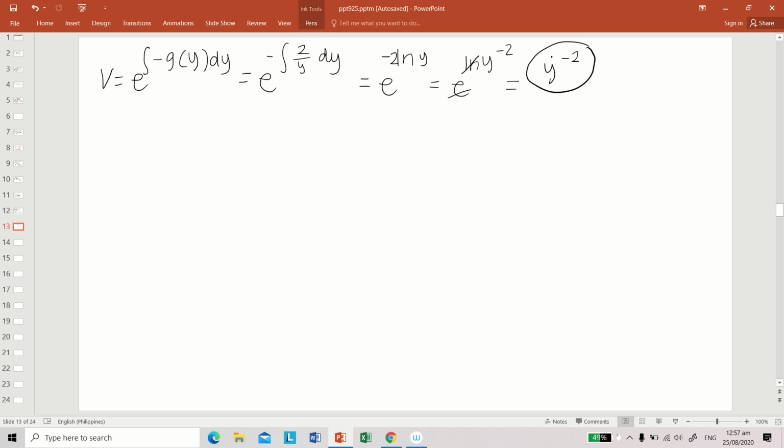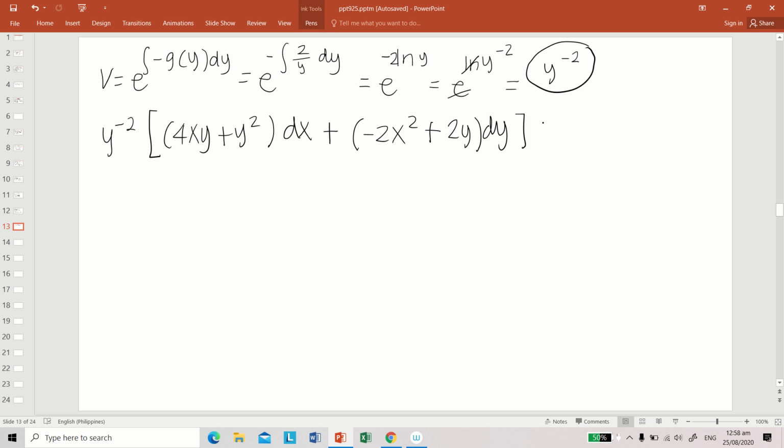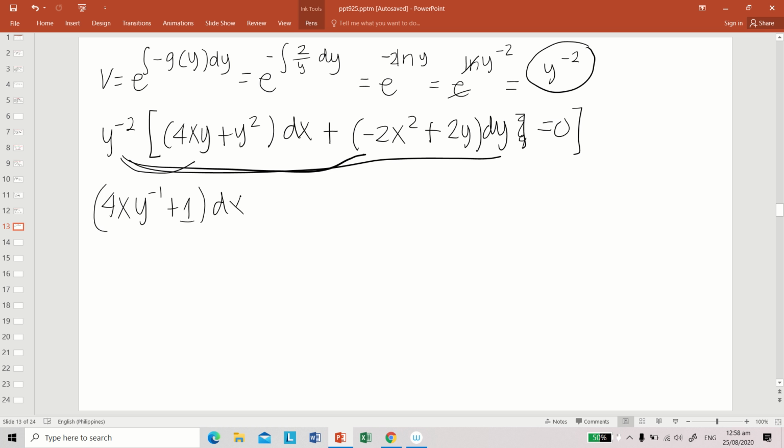We will multiply this to our given problem. So we're going to have y raised to negative 2 quantity 4xy plus y squared dx, plus quantity negative 2x squared plus 2y dy is equal to 0. So multiplying this onto these terms, we're going to have 4x y raised to negative 1 plus 1 quantity dx plus quantity negative 2x squared y raised to negative 2 plus 2 y raised to negative 1 dy is equal to 0.